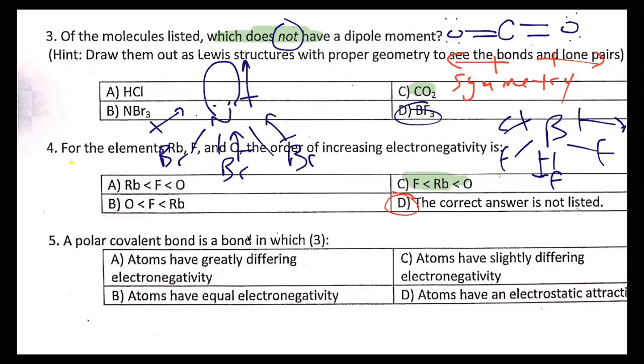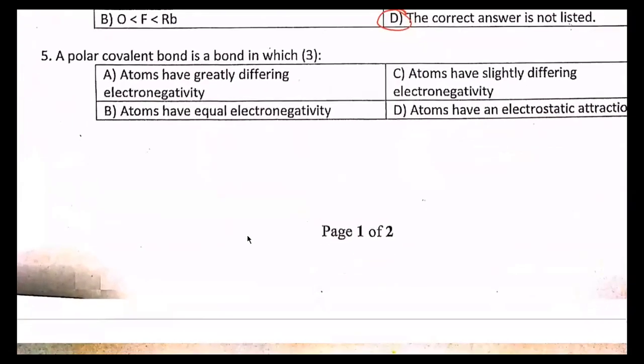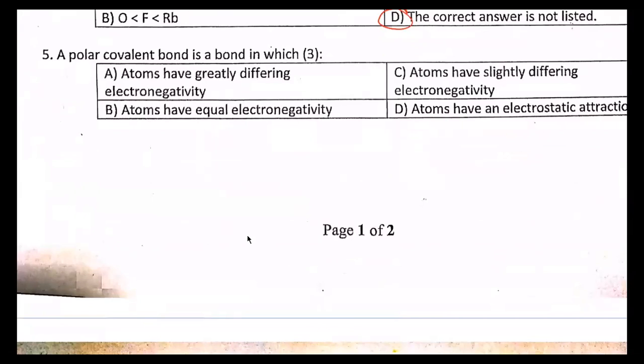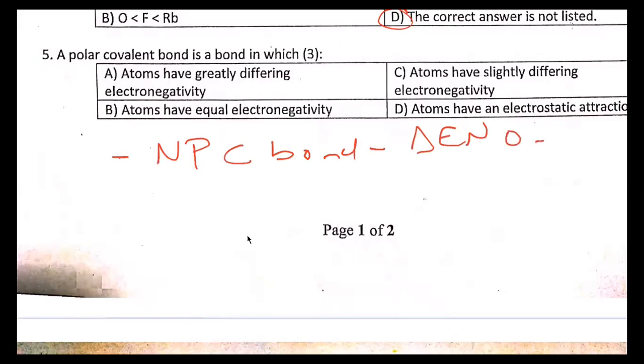All right. What about number 5? A polar covalent bond. Do the atoms have greatly or slightly different electronegativity? I don't think I mentioned that, but let me give that to you. So for a non-polar covalent bond, the difference in electronegativity is anywhere from 0 to 0.39. And then for a polar covalent bond, it's going to be from 0.4 up to 1.5.